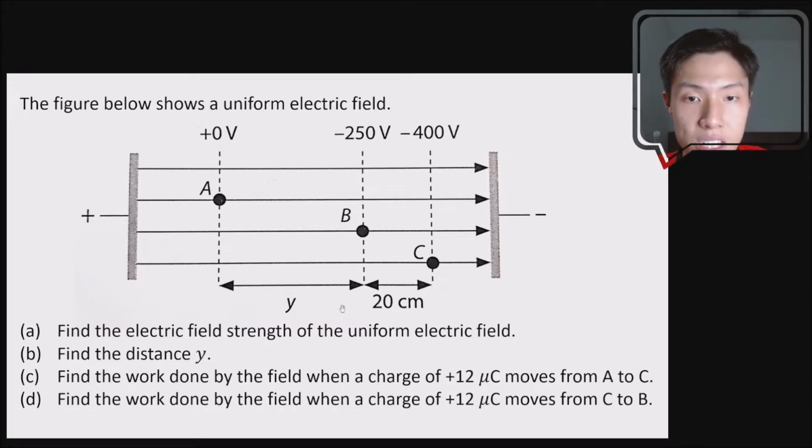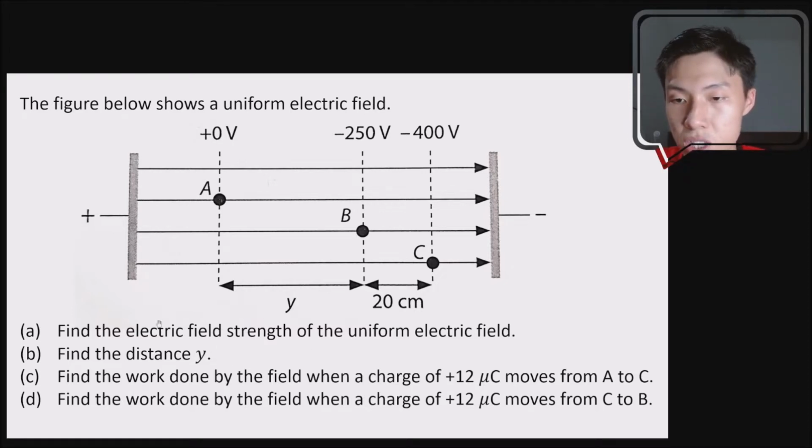Okay, so this line here is also another equipotential line of negative 250 volt. So any point on this dotted line should have an electric potential of negative 250 volt. Same for this line. This is an equipotential line showing that every point on this dotted line should be negative 400 volt. Okay, so now we know clearly the arrangement. Let's try to look at the question.